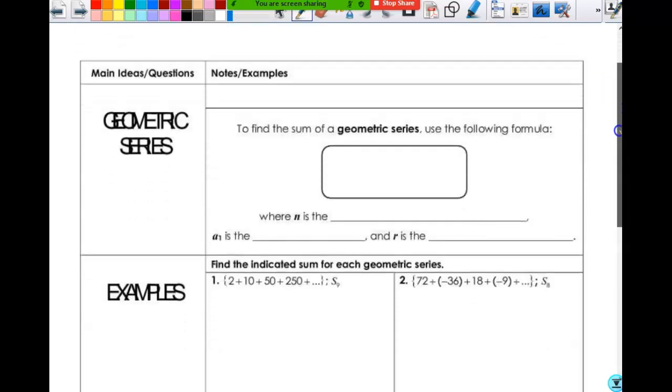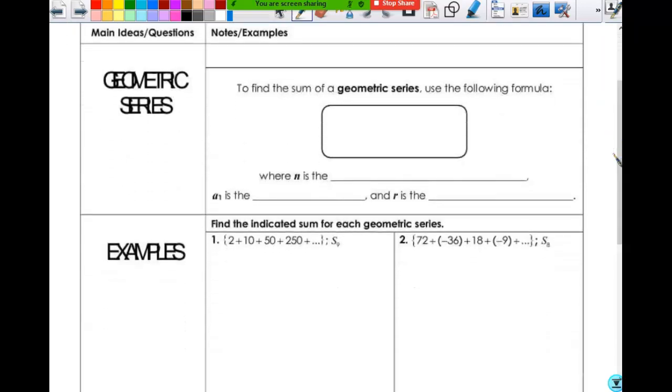So yesterday we talked about arithmetic series. Today it's geometric series. So all this is the sum of a geometric sequence. Okay. The sum of a geometric sequence.